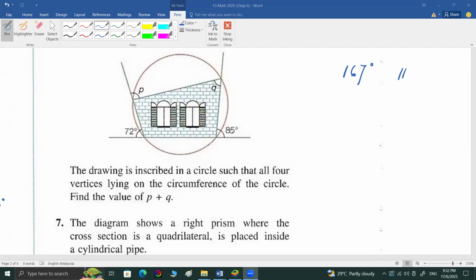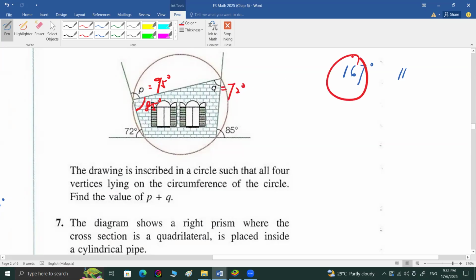Yeah, the answer is 167 because you see 85. So if it's 85, means here 85, right? So P, you get what? 95. 72 means Q is 72. Yes, the answer is 165. Very good. Okay, 95 plus 72, you get 165. You're right, 167, I'm sorry. Okay, keep on.